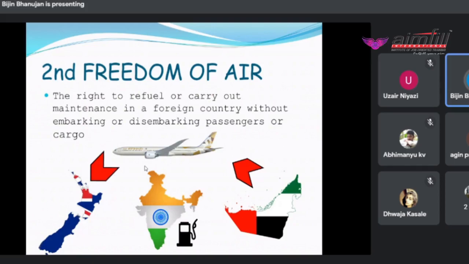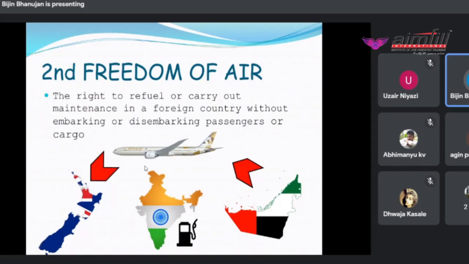Third freedom of air, that is the right to fly from one's own country to another country. So Etihad, that is UAE and India will have a contract that Etihad can take passengers from UAE and come to India. So it's a revenue generated for UAE. And the fourth freedom will be the same opposite. That is, Etihad Airways is allowed to take passengers from India to their own country. So this third and fourth freedom is clear, right?